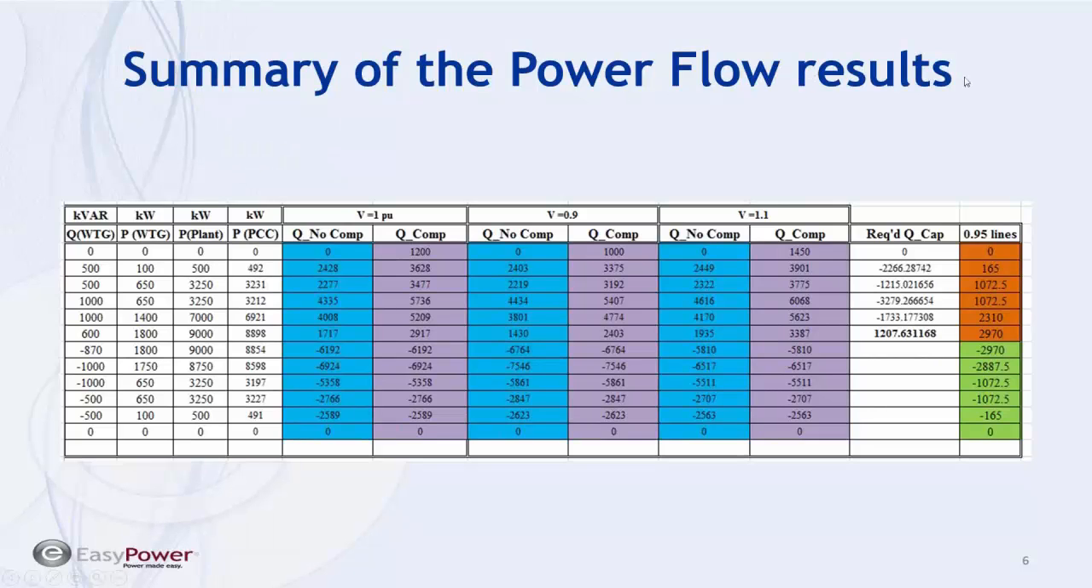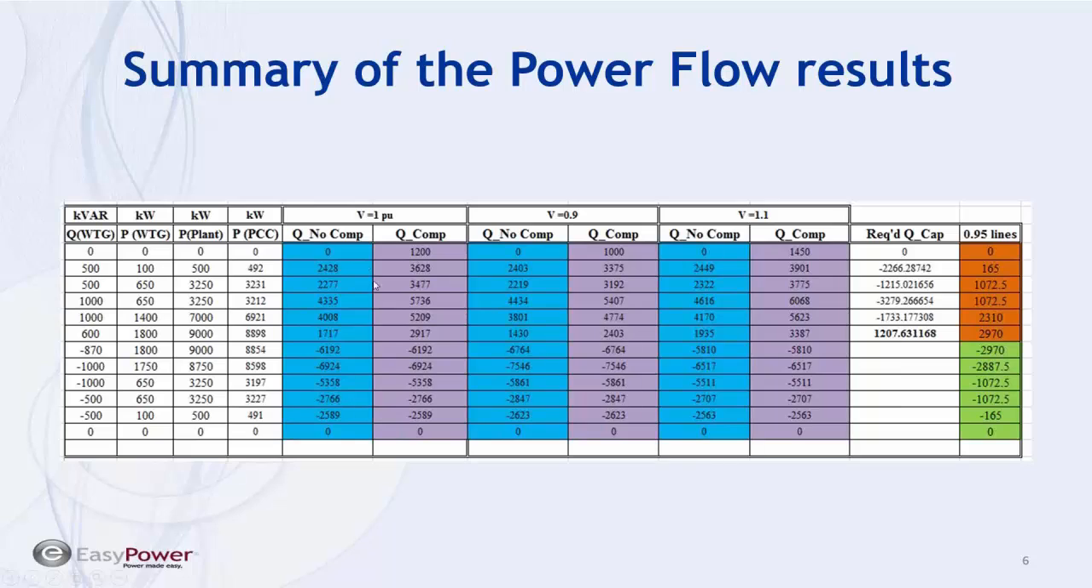This is a summary of the power flow results, and this is from the previous presentation that we had in the past. And what you see here, again, just as a review, is the reactive power coming out of each turbine, active power coming out of each turbine, active power theoretically coming out of the plant, and active power measured at the point of common coupling. So you would have theoretically 5 turbines, each of them at 100 kilowatt, so you would expect 500 kilowatt coming out of the plant. You measure it and you simulate it in EasyPower, it gives you 492. Voltage at 1 per unit, 90% and 110%.